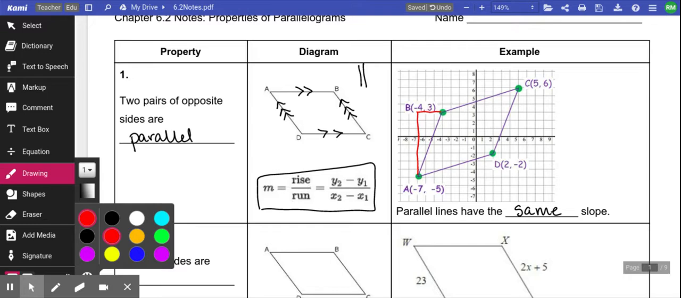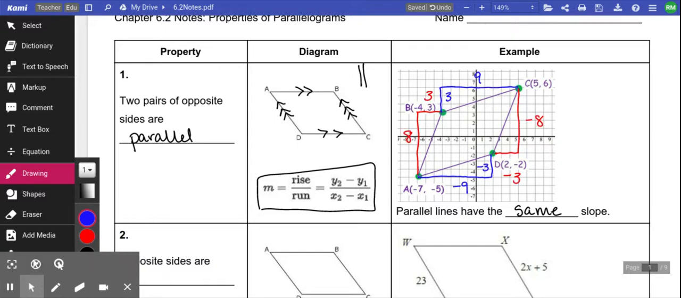Okay, so I'll give you a moment, pause the video, and figure out the rise over the run. And you want to do it for both. So you want to see if the two blue sides have the same slope, and you want to see if the two red sides have the same slope. If they do, then we can say that those two sides are parallel. So go ahead, pause the video, and try it out.